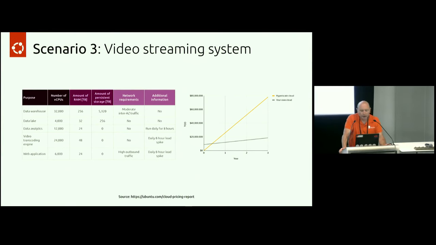Okay, and a video streaming where it makes no sense, and we probably all have the same one in mind, the one which is all running Ubuntu and decided to go back into their own DCs about 5 years ago. Where it doesn't make sense to run on the public cloud.